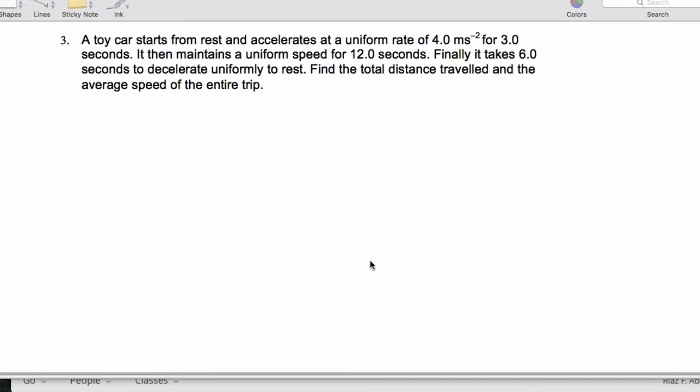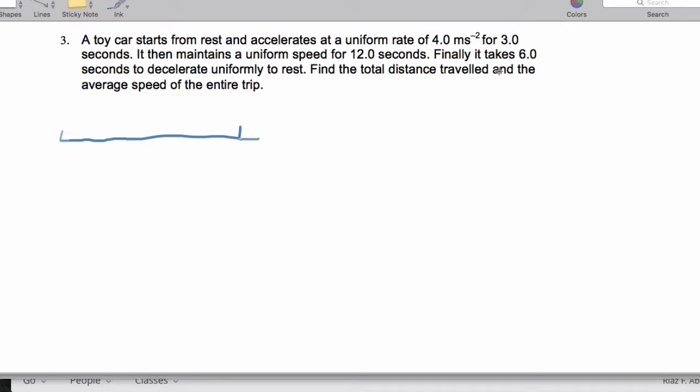A toy car starts from rest and accelerates. Then it maintains uniform speed, and finally it decelerates to rest. We actually have to split this problem into three parts.